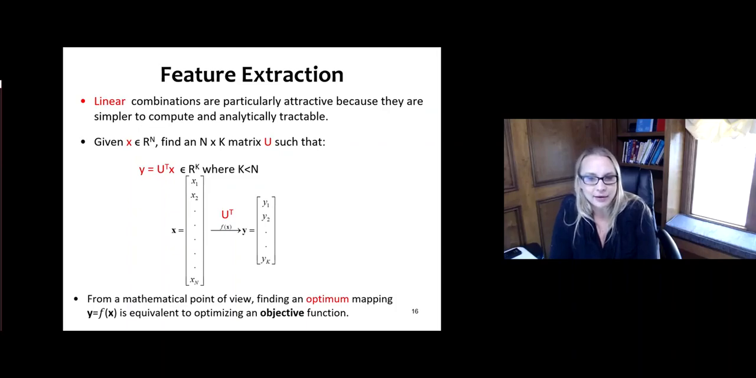So we started with n number of observations, and we can try to explain as much of that variability in this data set using k principal components. So from a mathematical point of view, finding an optimum mapping is equivalent to optimizing an objective function, which computers are great at doing, and which is why it's a simple process to execute using a computer. I will post some optional slides that go through some of the mathematics. It's not pertinent for this class that we go through all the mathematics, but what is going on is thoroughly explained on those slides.